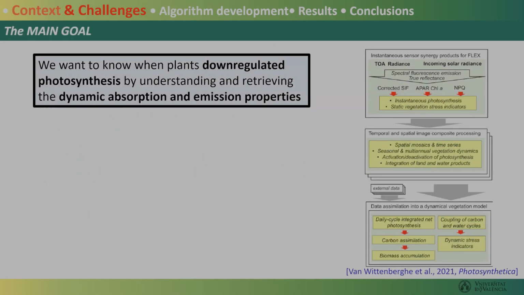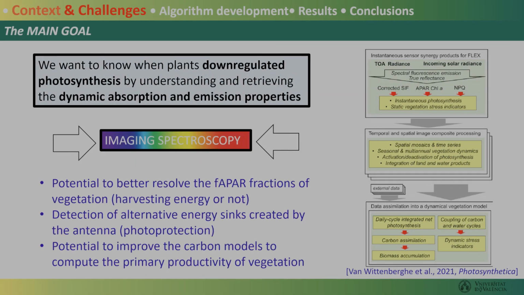The main goal of this project is to understand better how photosynthesis is downregulated, by understanding and retrieving these dynamic absorption and emission properties. Here the imaging spectroscopy and the FLORIS low-resolution sensor are key to be able to resolve the FAPAR fractions of vegetation being harvested or not.